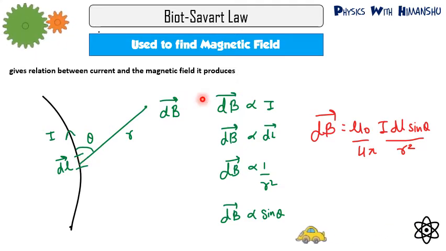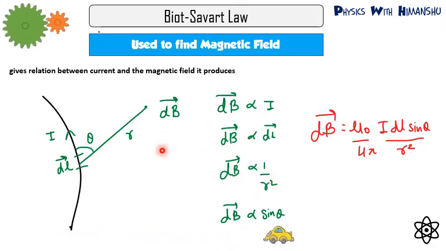Okay, so magnetic field will depend on value of current. So more the value of current, more will be the magnetic field. Magnetic field will depend on the length of line segment. More the length, more will be the magnetic field. Magnetic field will be inversely proportional to square of distance of the point from current. So magnetic field will be inversely proportional to r square. So if you go far from the length element, magnetic field will decrease, and magnetic field will depend on one very important parameter, that is sine theta.